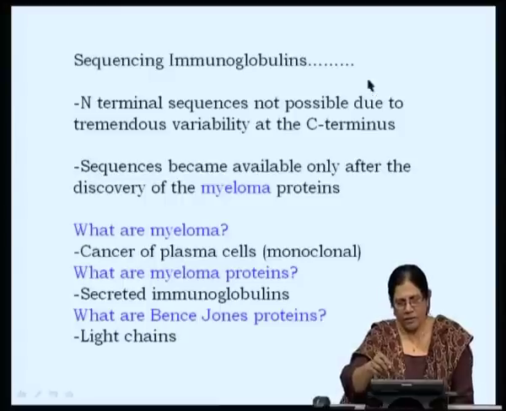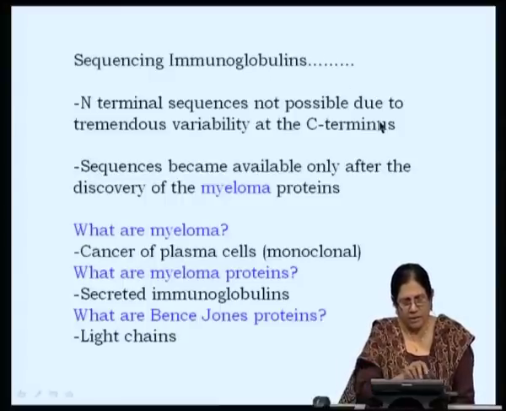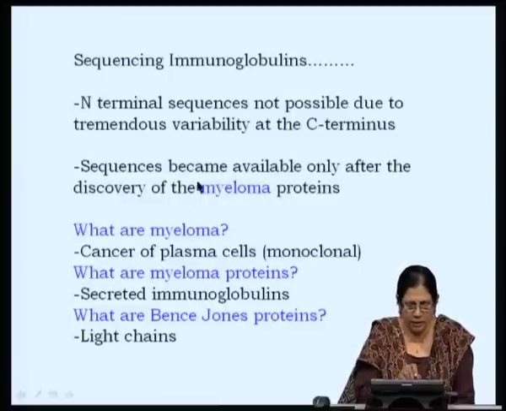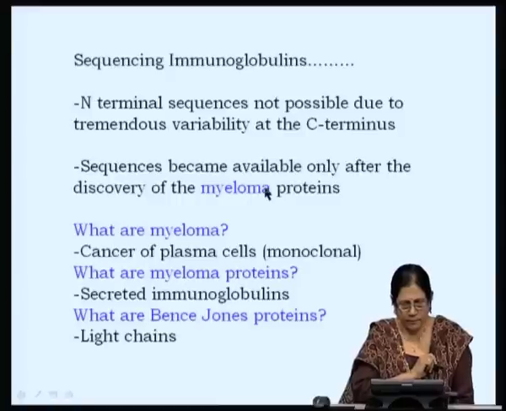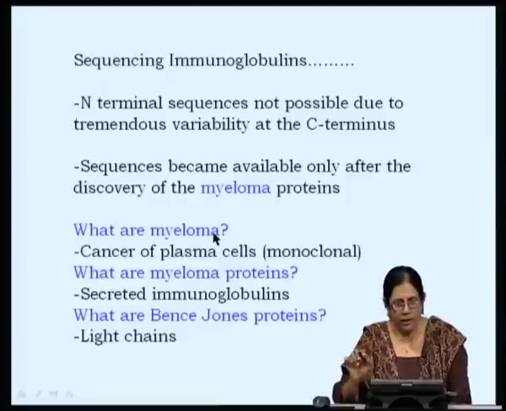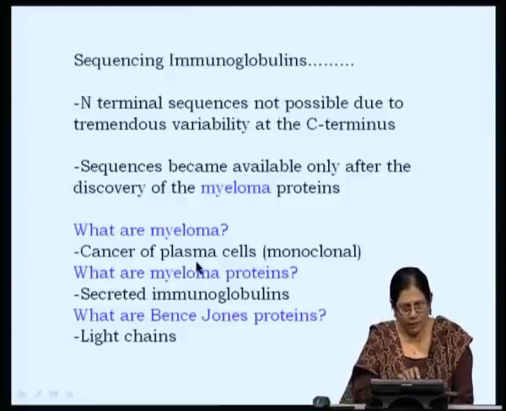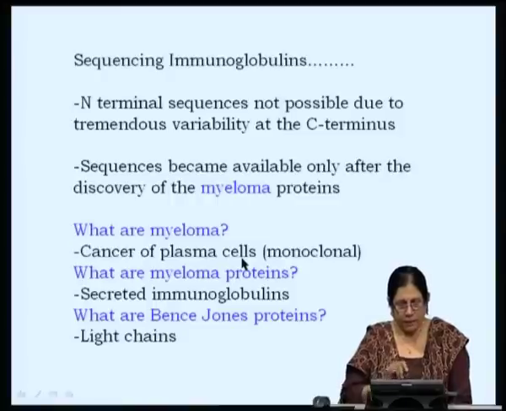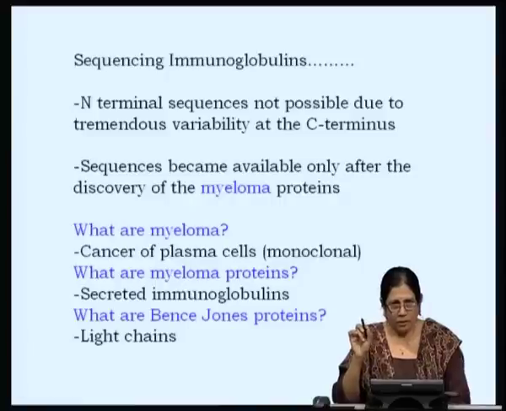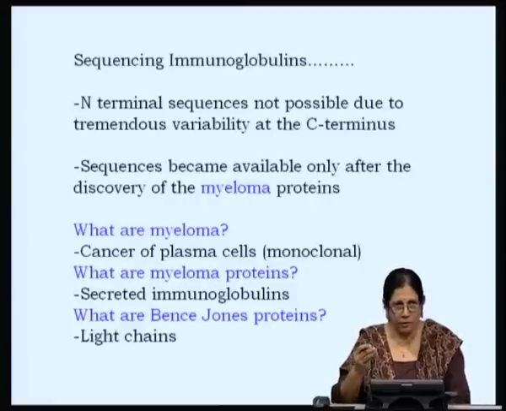So, it was after several years that scientists found that immunoglobulins could in fact be sequenced because of the discovery of myeloma proteins. Now, what are myeloma proteins? Myeloma proteins are products of cancer of plasma cells. Myeloma proteins are also monoclonal. Why? Because cancer is usually monoclonal.